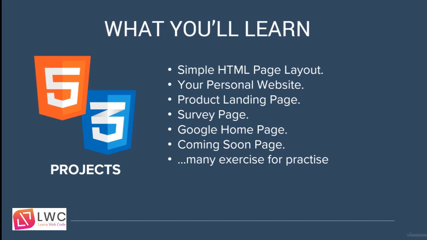After you understand how to create a personal website page, then we'll take a website called Casper.com and we'll try to replicate their Casper product landing page and create a similar landing page. We really go from nothing to creating a product landing page. When we create a survey page, we will also take the Google home page and we'll create exactly like that using HTML and CSS. Then we'll create a coming soon page which you can use for your website as well. I'll leave you with plenty of exercises for your projects where you can go and do the hands-on for your projects.